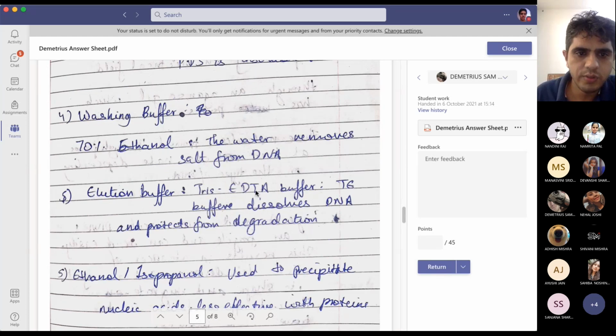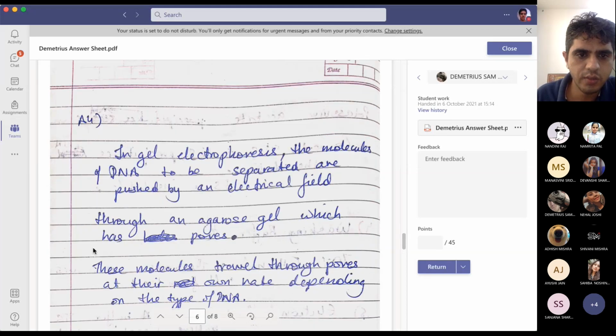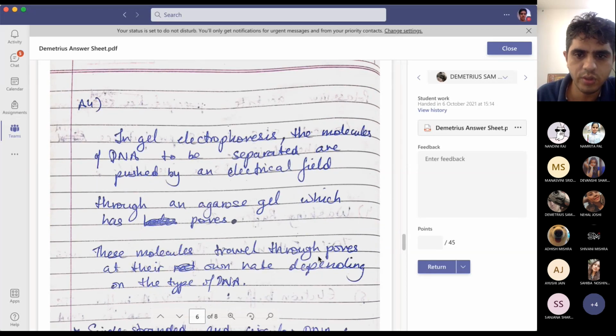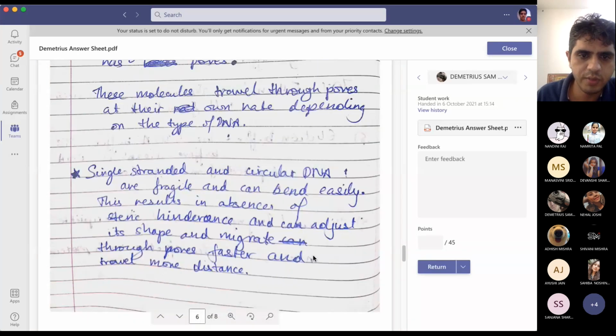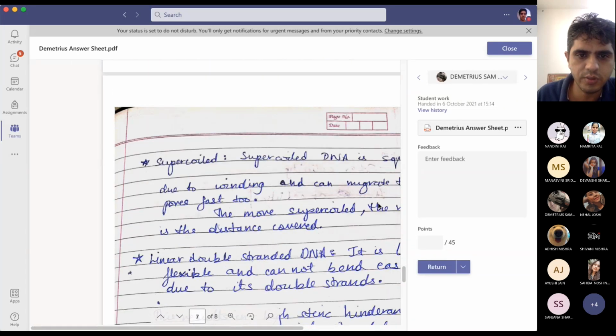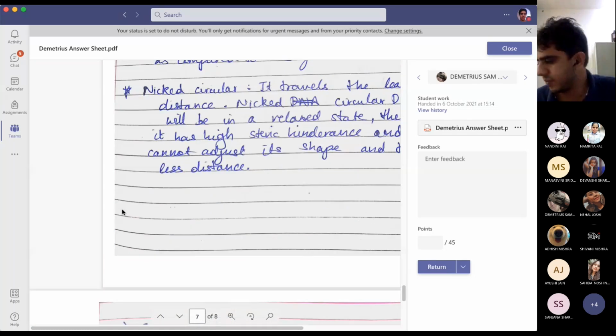Washing buffer, elution buffer, ethanol, it's all common. Gel electrophoresis separates DNA molecules. An electric field is applied through a gel, and these molecules travel through the gel. Single stranded DNA supports DNA. Fragile, can bend easily. Yes. So linear. So 5 for this.